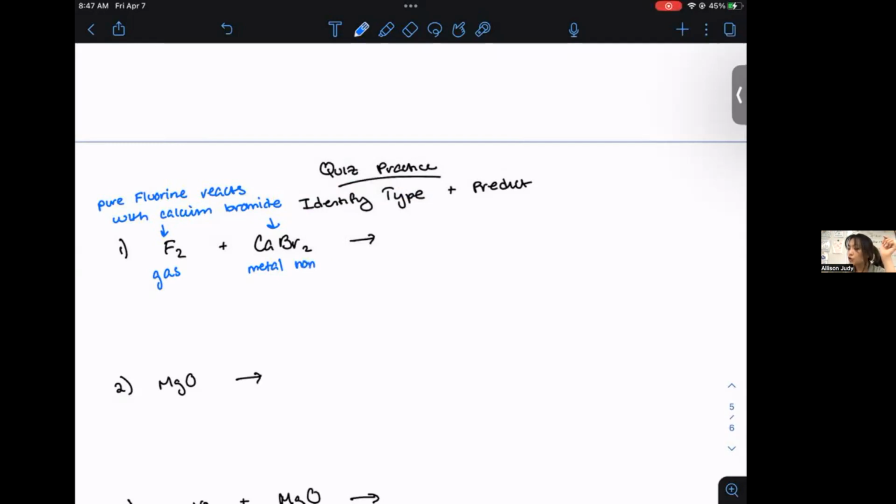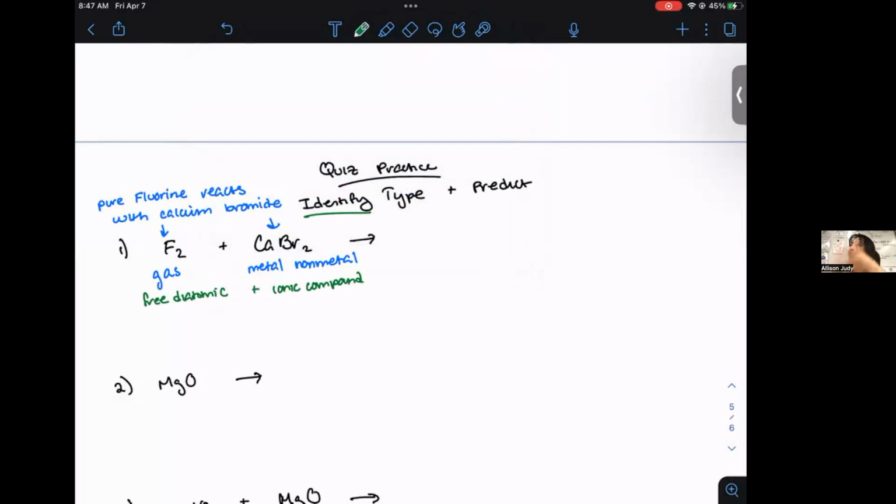Okay, so what you should immediately notice here, as far as identifying the type of reaction, is that we have a free element, a plain diatomic, plus an ionic compound, which means that what type of reaction are we working with? Single displacement with halogens. Excellent.